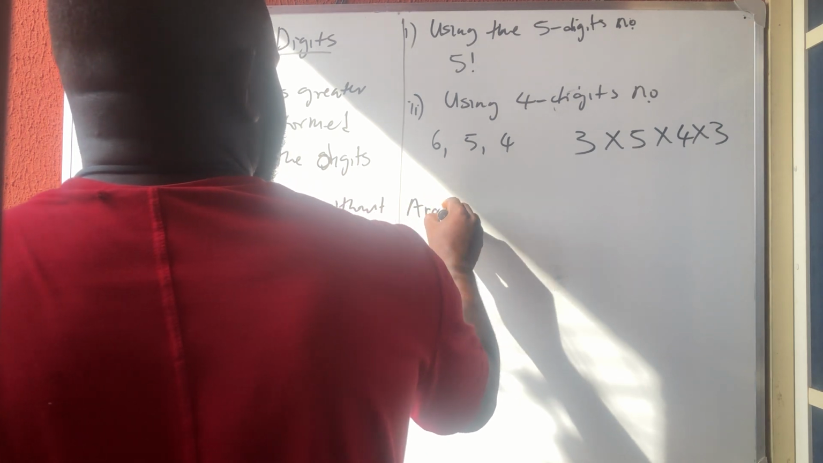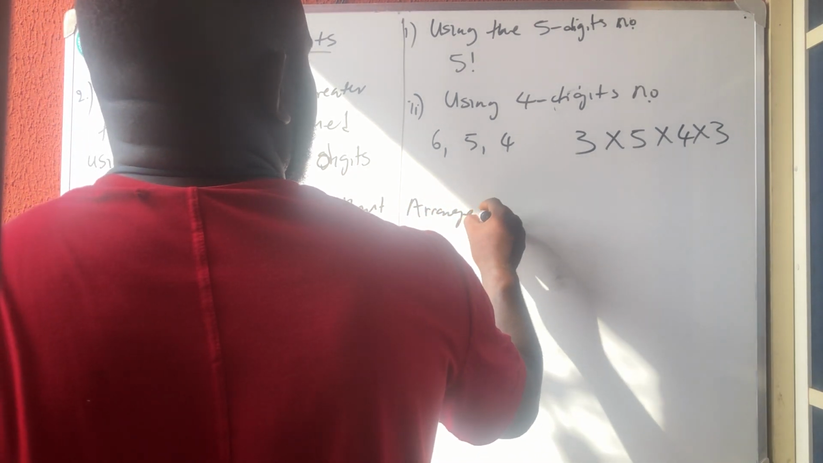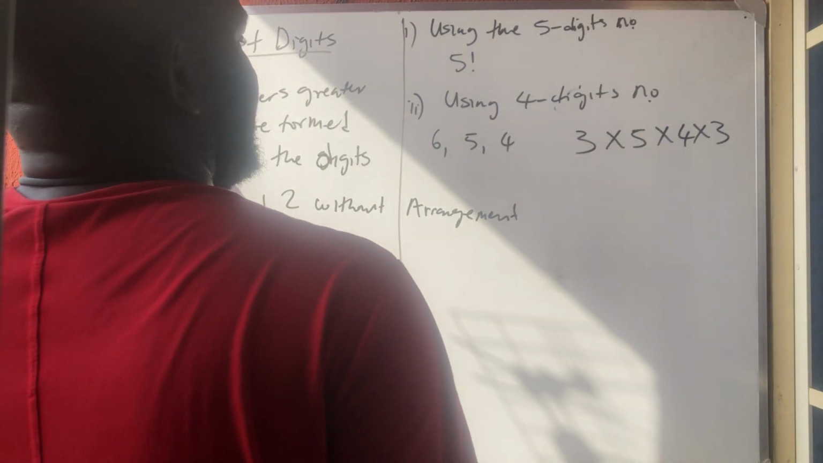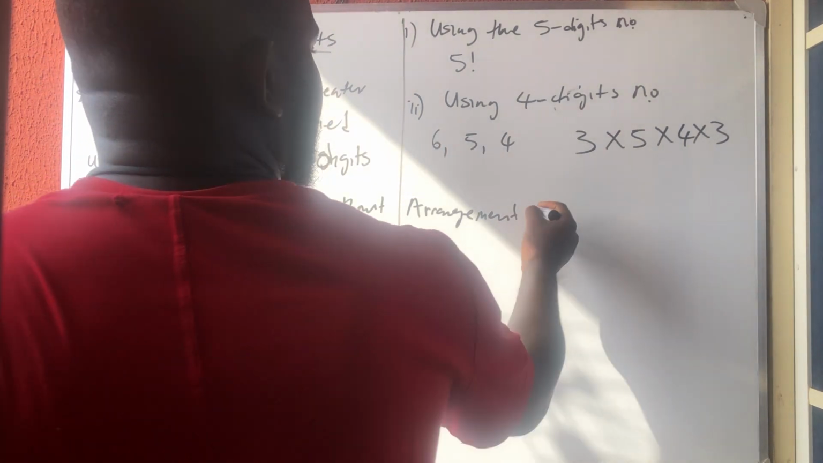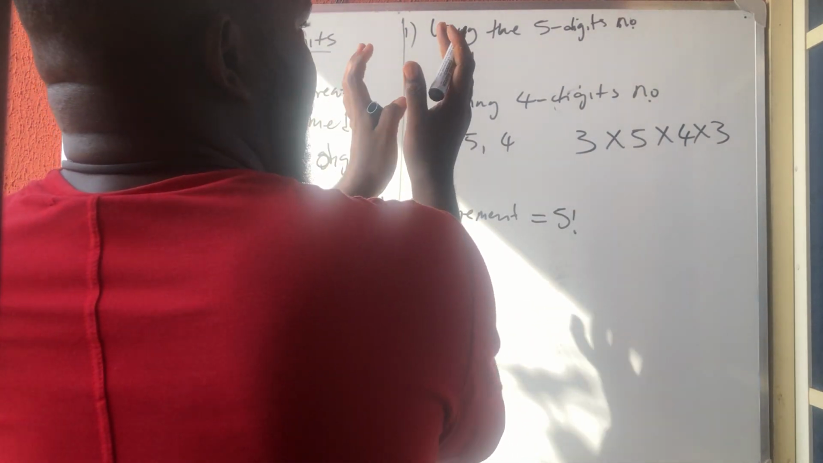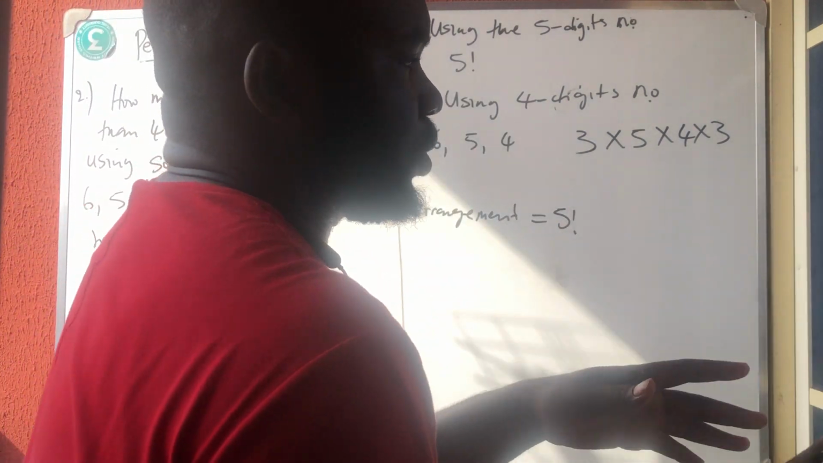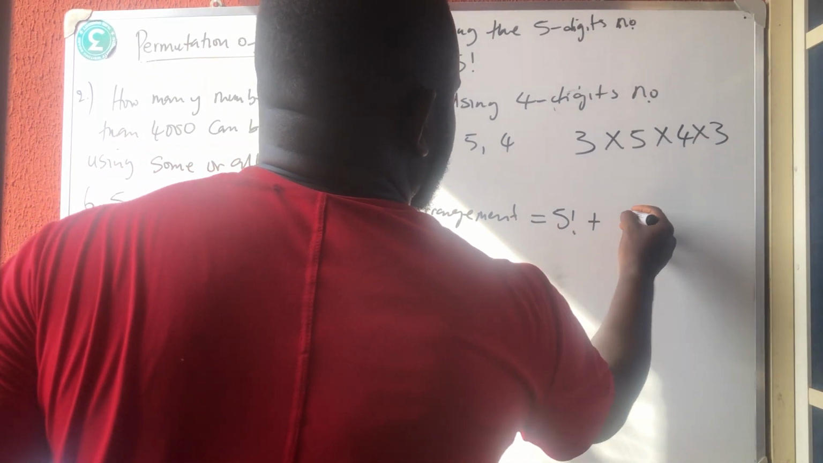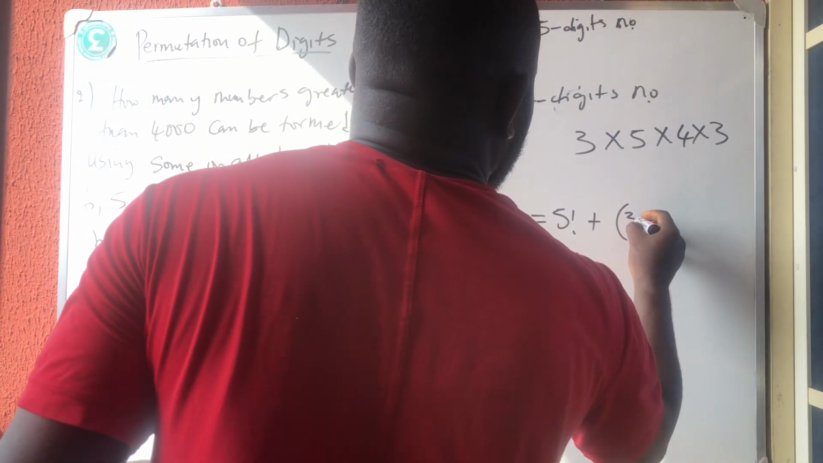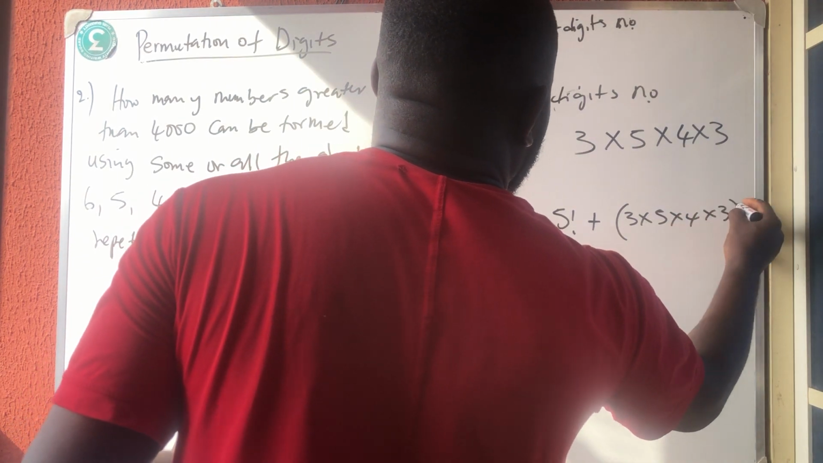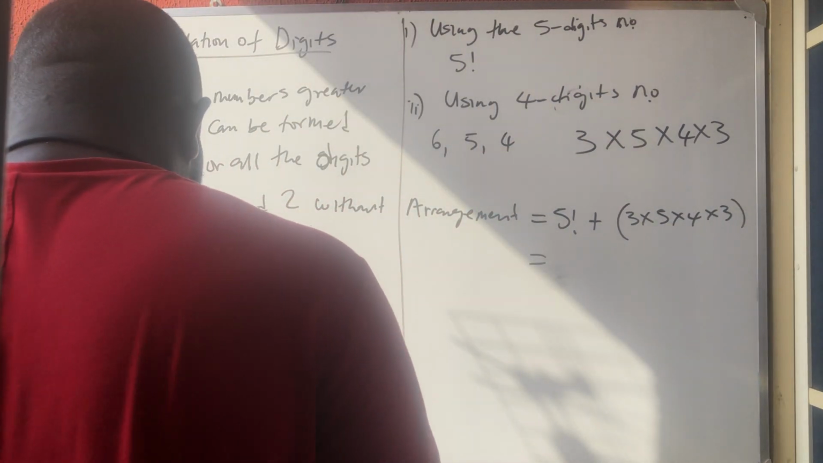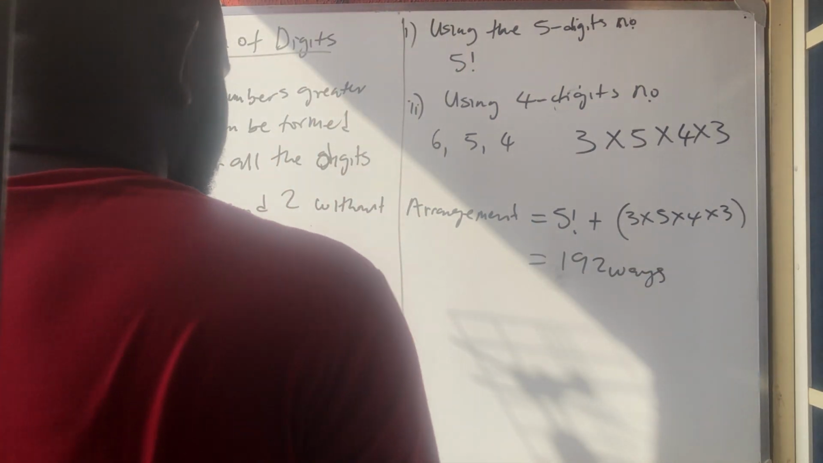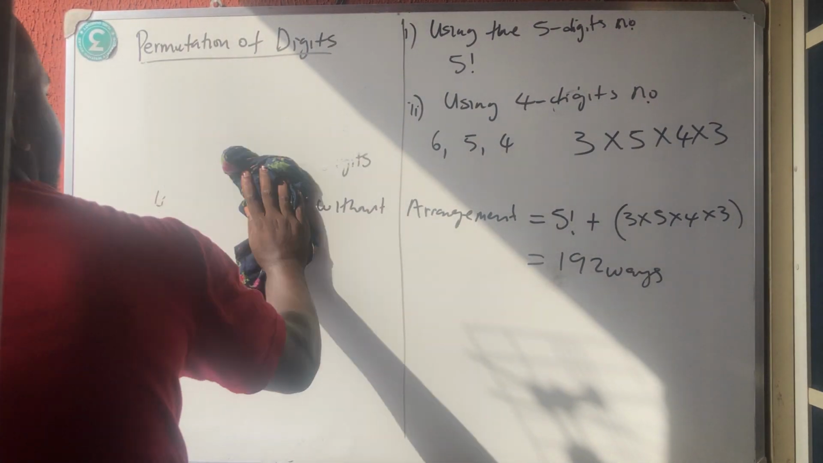I hope you know we cannot do it using a 3-digit number. There is no 3-digit number that can be greater than this. That's why we stopped here. So the arrangement is simply 5 factorial, the one when you use 5, plus the one when you use 4. That is 3 times 5 times 4 times 3. So what do we have? I'm having 192 ways. Okay, so that is that.